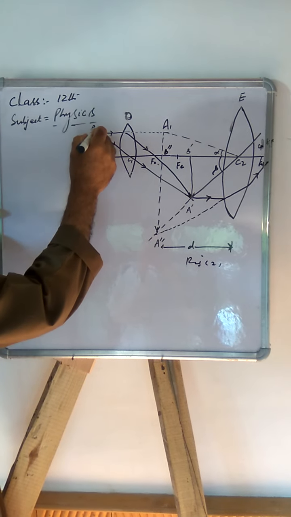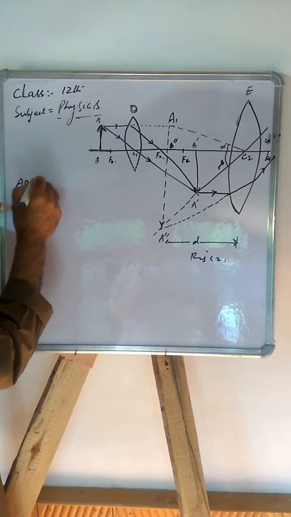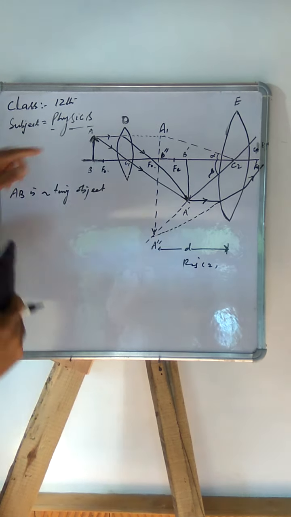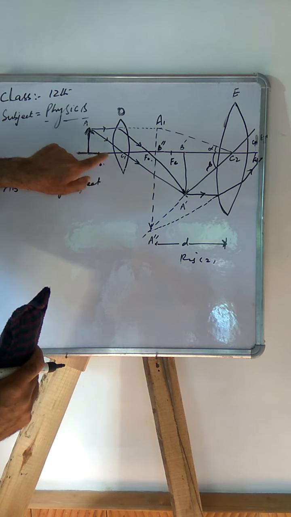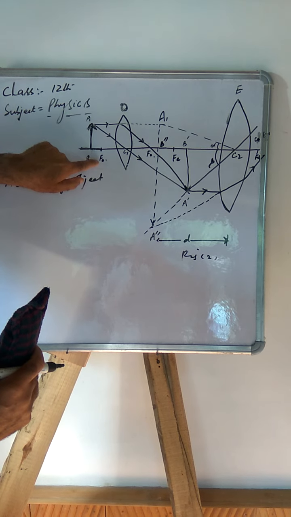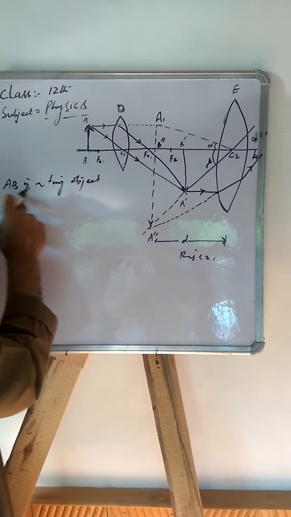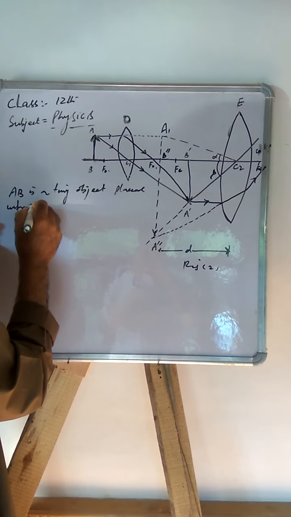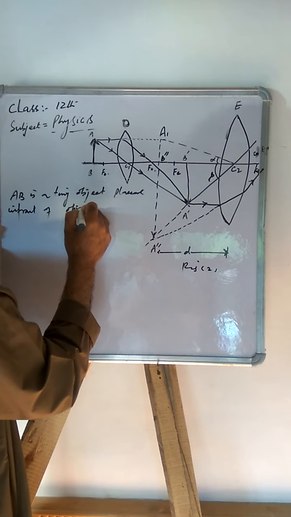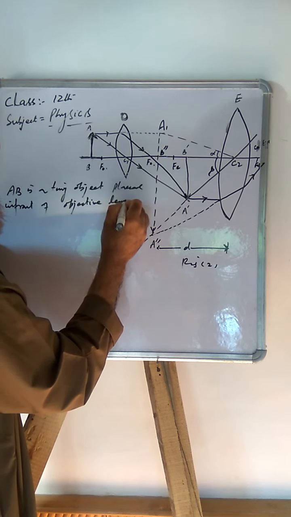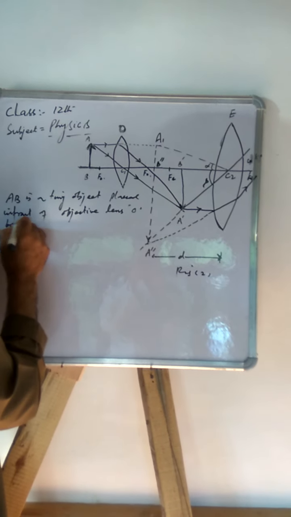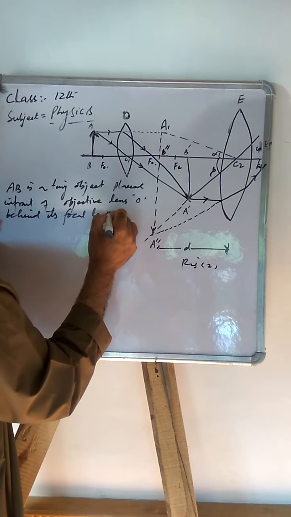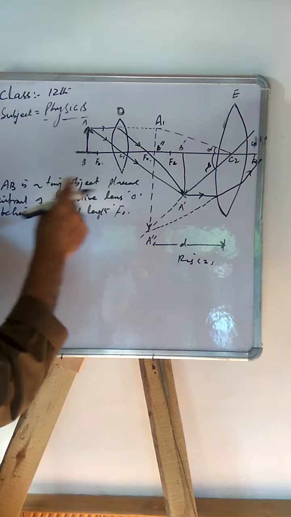Now look here, this AB. AB is a tiny object. Tiny object means small object. It is held perpendicular to the principal axis in front of the objective lens, behind its focal length. That means this tiny object AB is placed in front of the objective lens, behind its focal length.